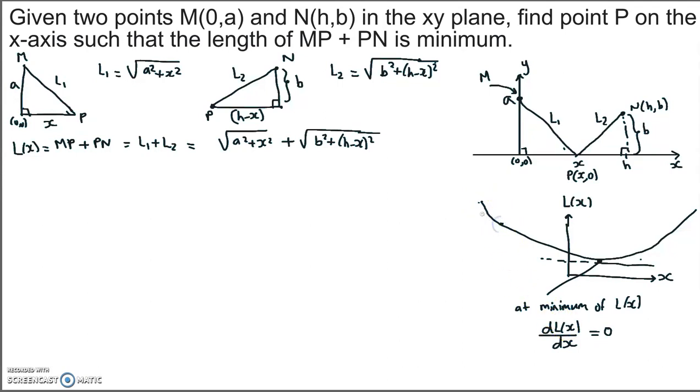So at this point, if we were to draw a tangent to the function, dL of x by dx would be the slope of this line at this point here. And at this point here, dL of x by dx would be the slope of the line at this point here. At the minimum, the tangent to the curve is actually horizontal and has a slope of 0. And so the key to finding the minimum of L of x is to get the derivative of L with respect to x, and to set it equal to 0. So let's do that here.